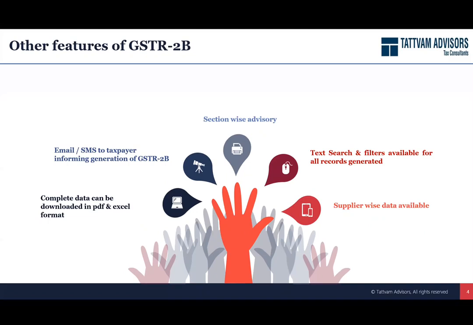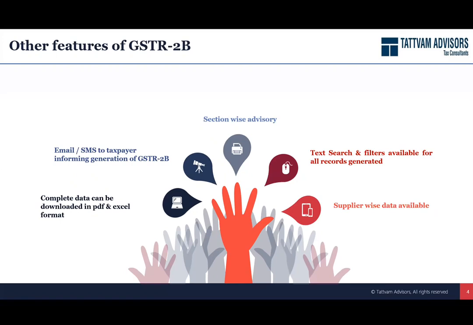Then once this GSTR-2B is generated, the emails and SMSs will be sent to the taxpayers. So they get a trigger that for a particular month, GSTR-2B has been generated. They can go onto the portal, look into the data, and for the purpose of their vendor reco or looking into their ITCs for the current month, they can pull out the data from there.